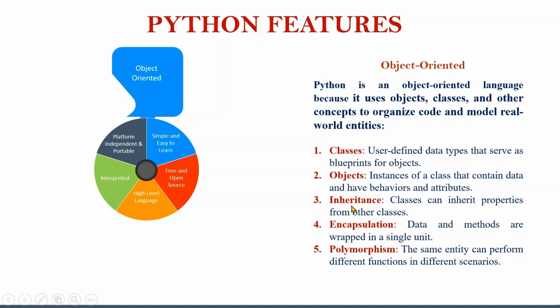Now coming to inheritance. Classes can inherit properties from other classes. So we go for the superclass and subclass concept. All the common functionalities you can keep in the superclass, and the subclass can derive the properties from the superclass. And the subclass has the flexibility to have its own functions and variables also.